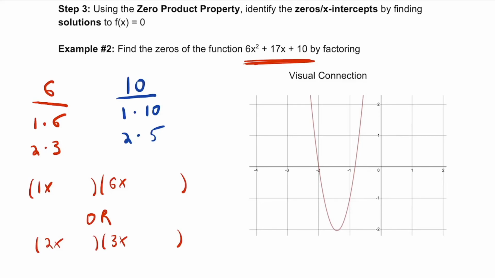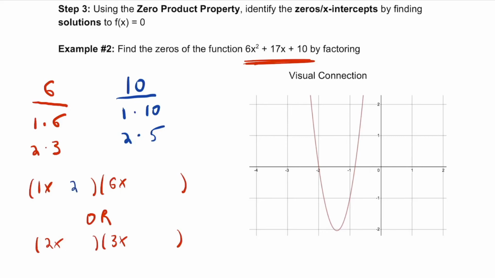And so let's see. If I put a 10 here and a 1 there, I'd have 60x and 1x in the middle. Nope, I'm trying to make 17. Let's switch them around. I put a 1 here and a 10 there. I'll have 6x and 10x. Ooh, 16, close, but not quite. So 1 and 10 is out for that first one.